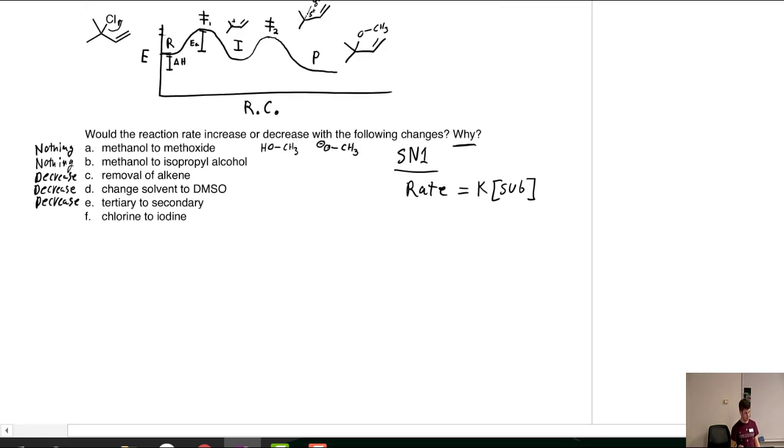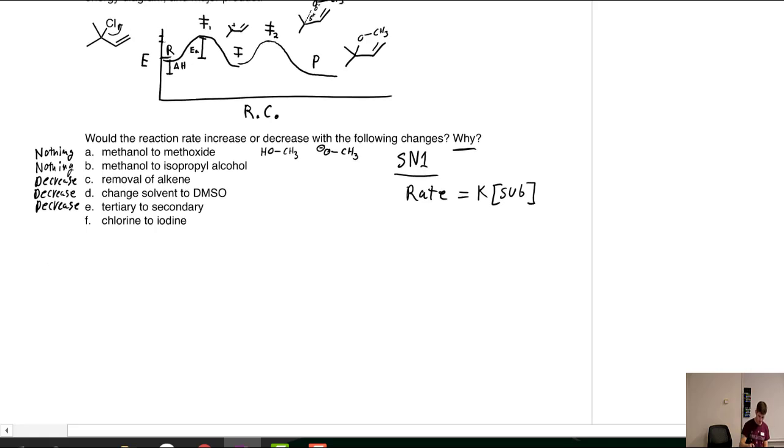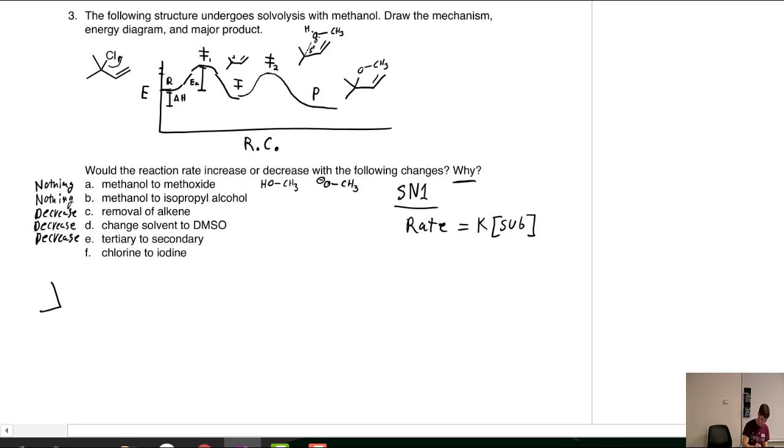Chlorine to iodine. So we just changed our group here. So we have this now. What would that do to the rate? So it's more down the column. So is it going to increase? Yes, it would increase the rate because iodine is a better leaving group, right? Because it's down the column. So this one would increase the reaction rate. So we affected our substrate, and our substrate occurs in the rate law, and we made it a better leaving group, so it's going to be more ready to leave.